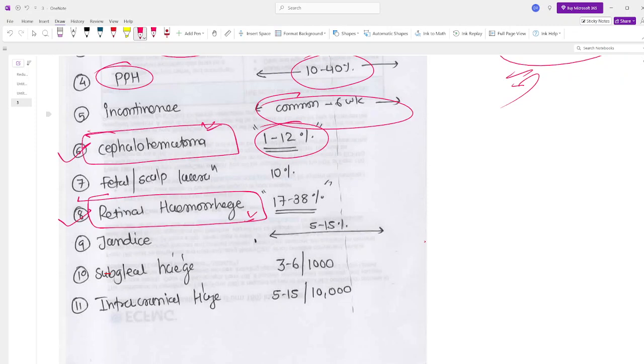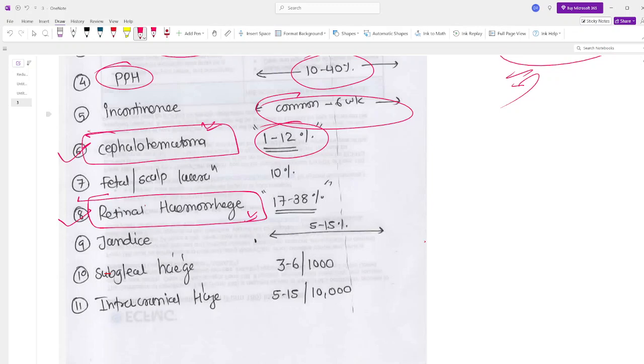Retinal hemorrhage is quite a problematic complication, and you see the statistics, 17 to 38%. So vacuum is not at all very, very safe. Some of the students think that vacuum is fine, forceps are not good. No, this is not the case here. So you have to explain this to the patient as well.